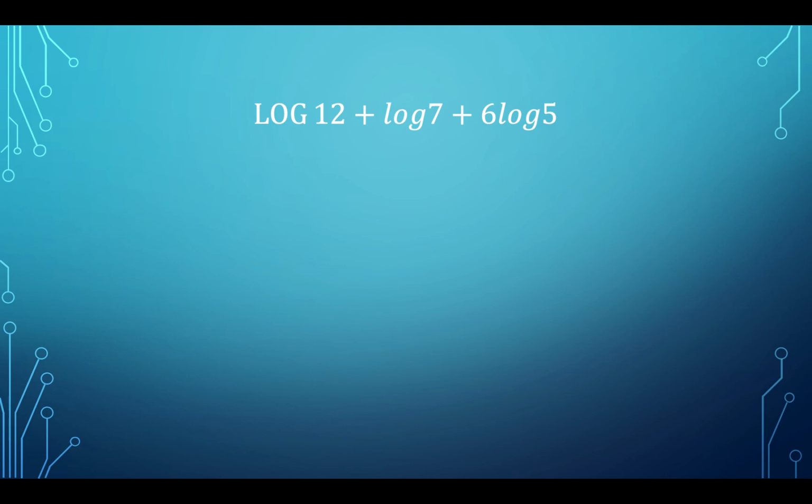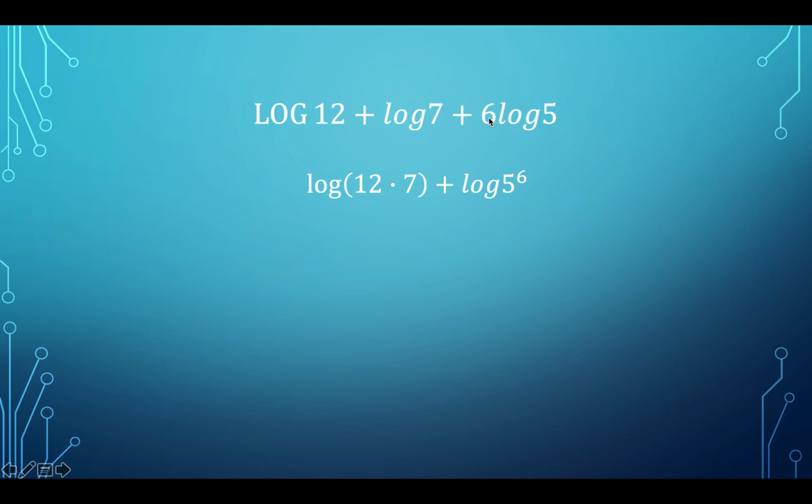Let's try this one. Log 12 plus log 7 plus 6 log 5. Okay. Plus signs mean what? Multiplication. So let's simplify these first. So we have log 12 times 7, and I close a parenthesis, and then why? Because this 6 over here, it's in front of the log. So these two are different than this part of the problem right here. So we have 6 log 5.